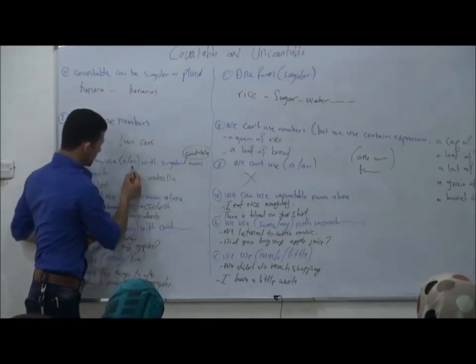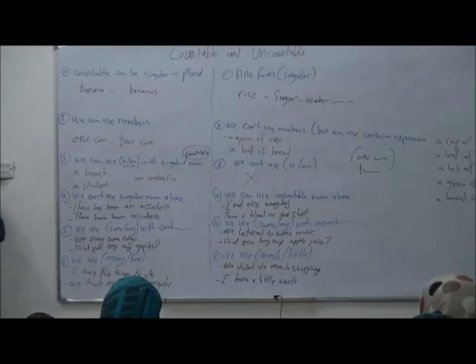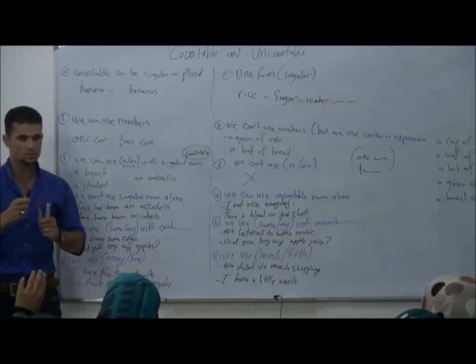What is the meaning of A U A N? And why do we use them? What do we call them? What do we call them in English?